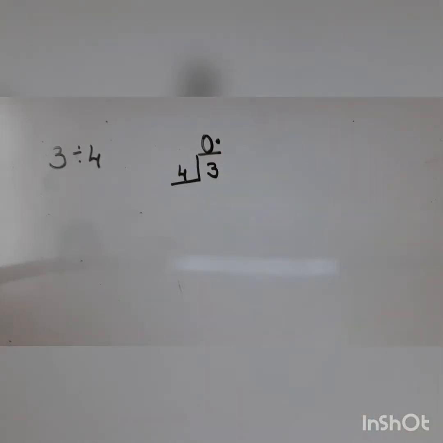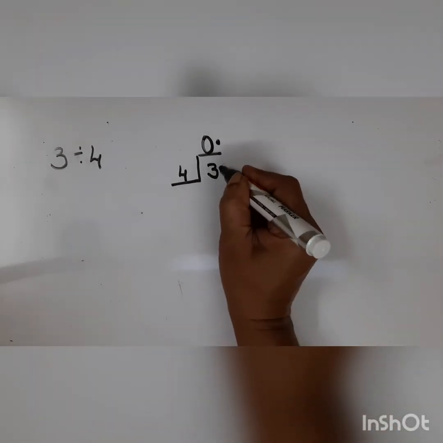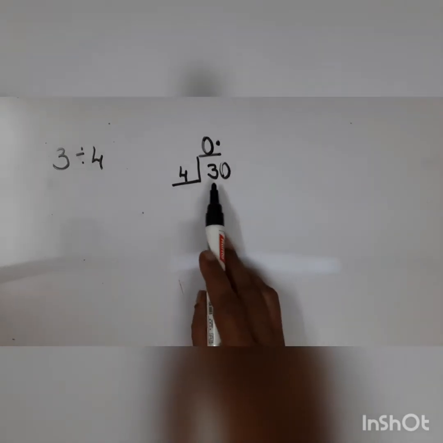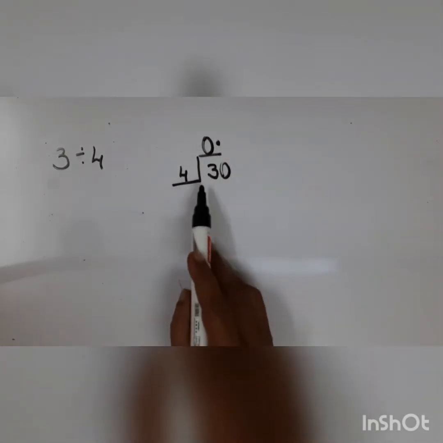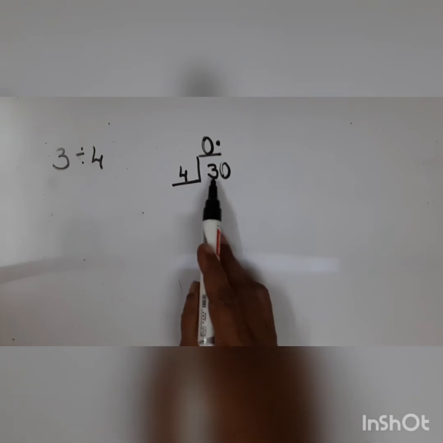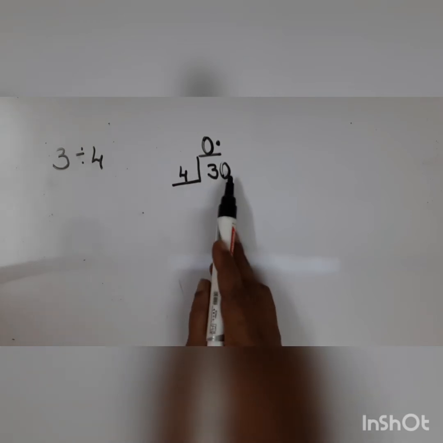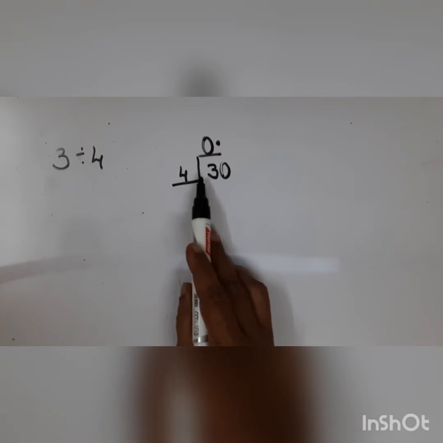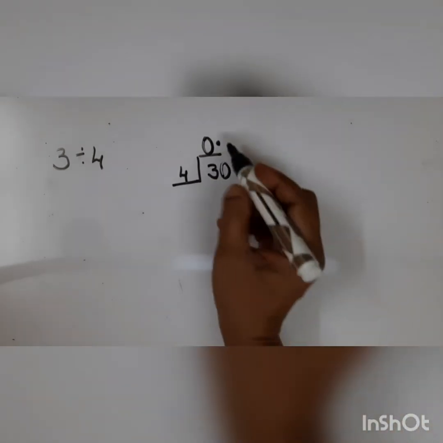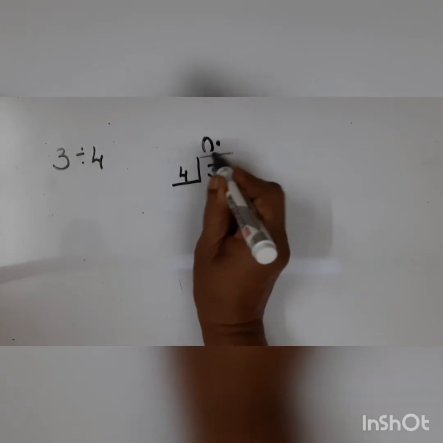Once I put a decimal point, what can I do? Yes, this number will change to 30. The number 3 changes to 30 because I have put a decimal here. So I have got my ones place and I have got my tens place. Ones, tens, hundreds, right? Children, this is ones or the units place. Whatever you want to say, ones or the units place.